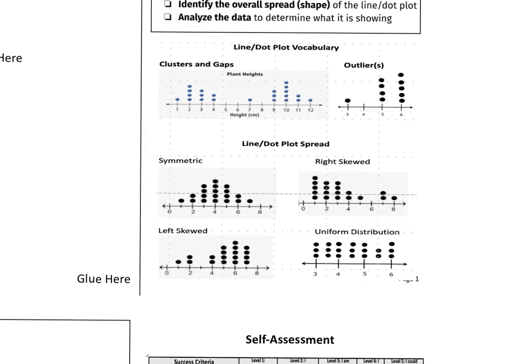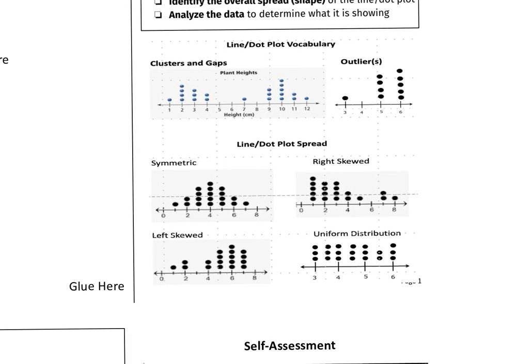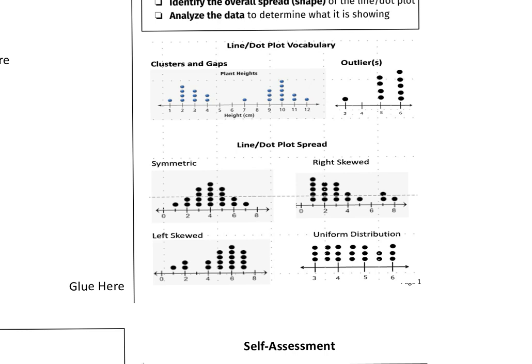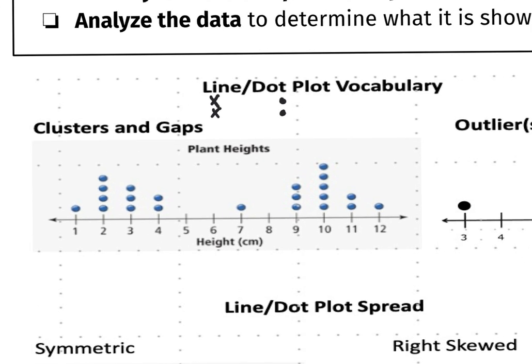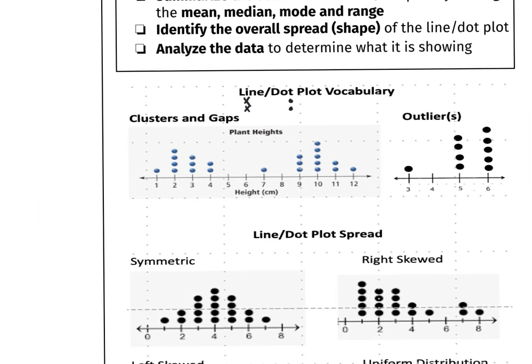Okay, now we're going to talk about dot plots and line plots. I want to show you really quick at the top of your vocabulary where it says line and dot plot. I want you to give just a quick little tiny example. If it's a line plot, they're going to be using X's. If there's a dot plot, they're going to be using dots. That is the only difference between a line plot and a dot plot. Line plot uses X's, dot plot uses dots.